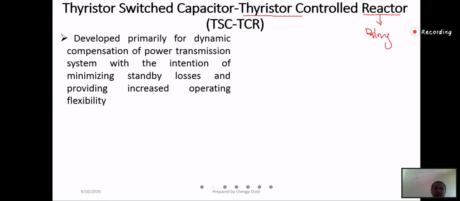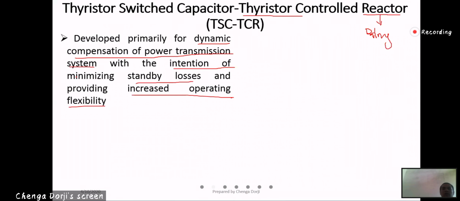So primarily the TSC TCR is developed for the dynamic compensation of the power transmission system, with the intention of minimizing the standby losses and providing increased operating flexibility. So these are the two main objectives of dynamic compensation: minimizing the losses and increasing the operating flexibility.